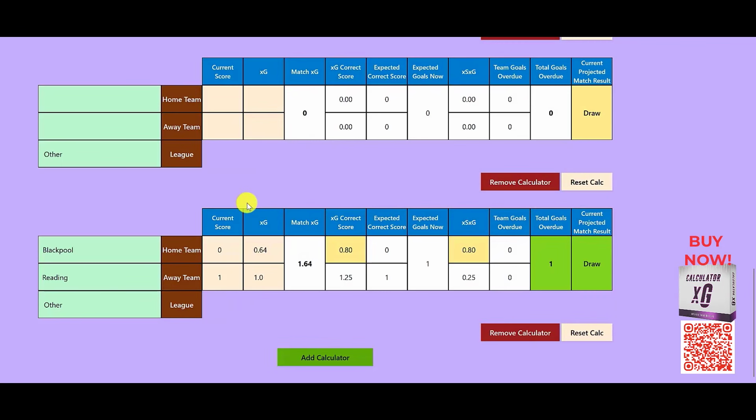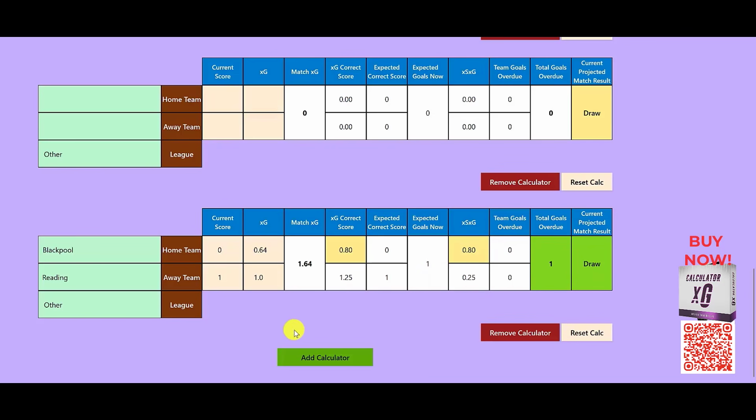So just entered the second half of this match with Blackpool and Reading, and you can see Reading are winning 1-0. We plugged in the XG numbers. We've got a goal overdue. Not quite sure which team. It's not too clear on who that goal is overdue to. However, it's looking increasingly likely to be Blackpool, especially when you consider the actual projected match result is a draw.